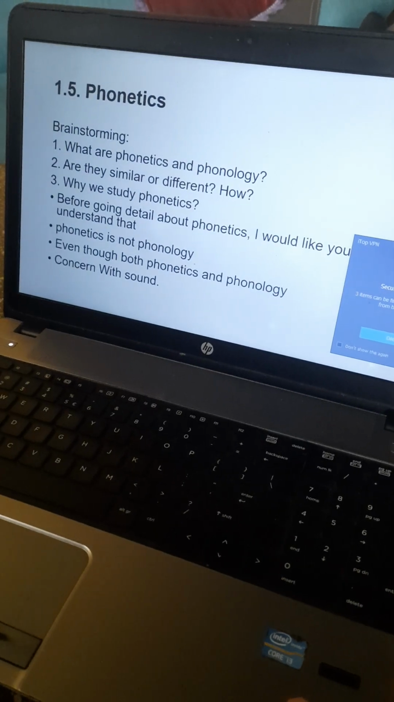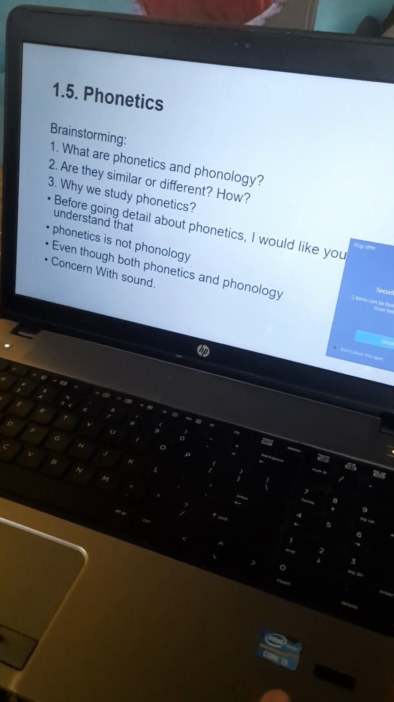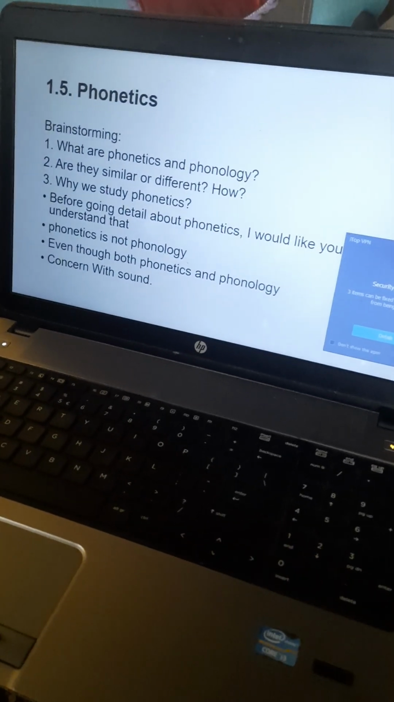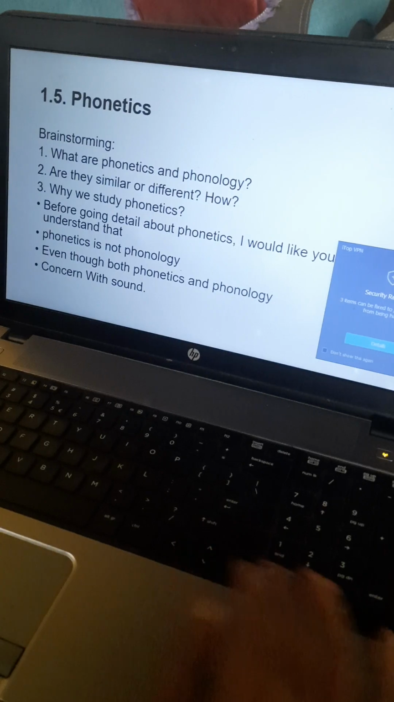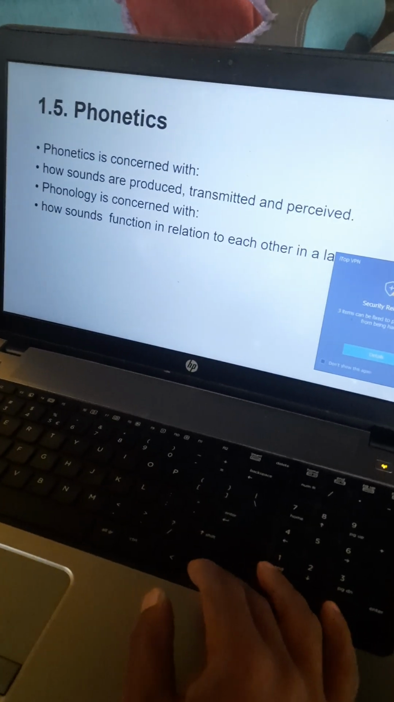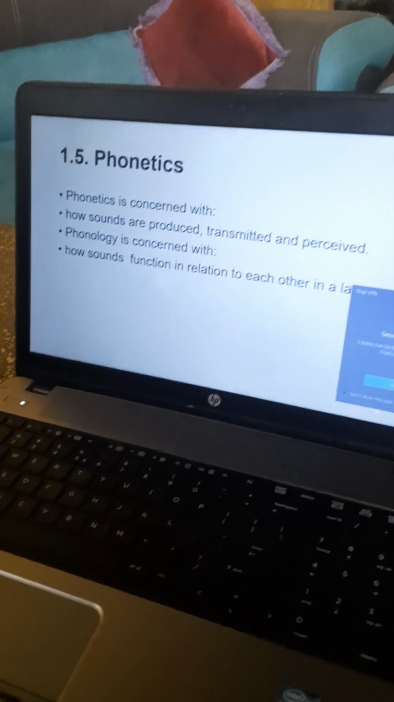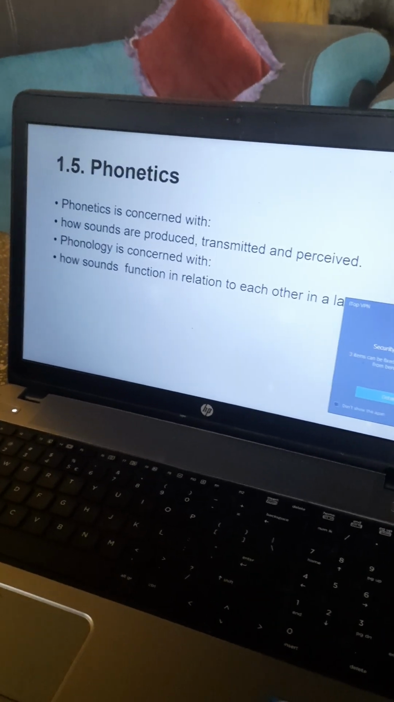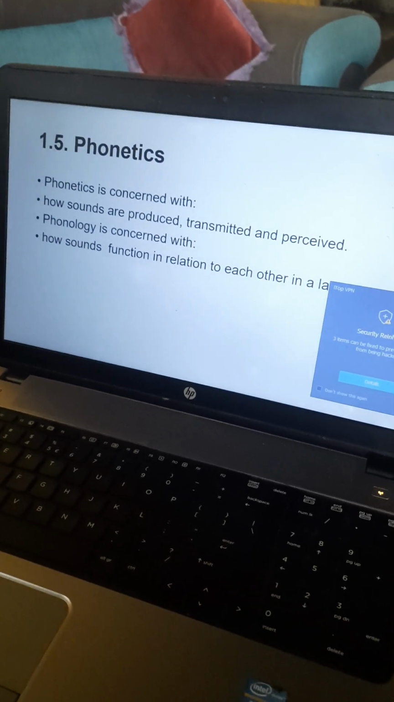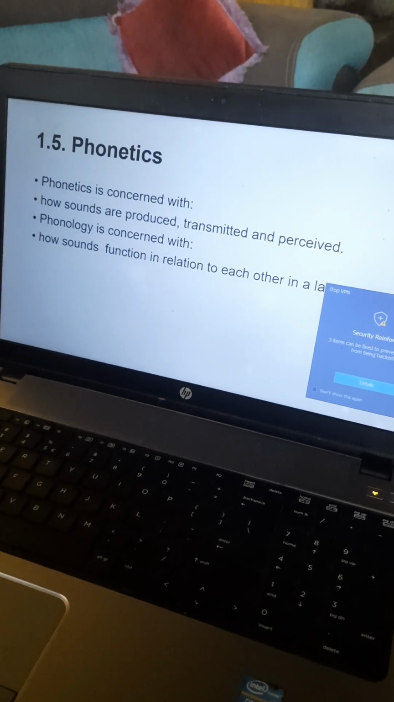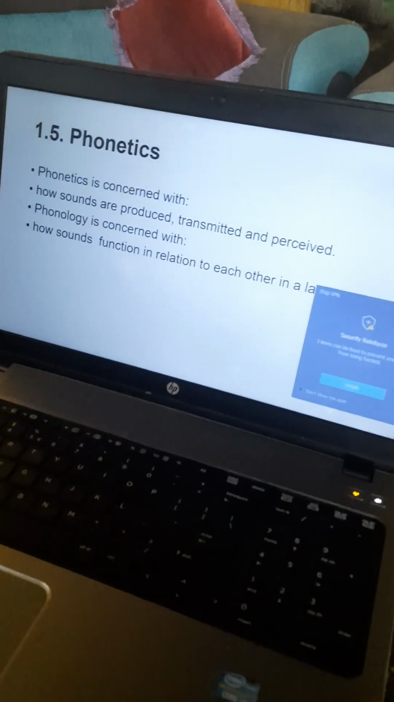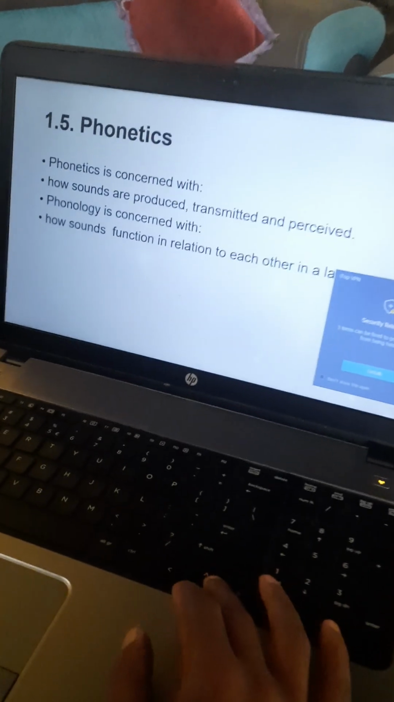Even though both phonetics and phonology deal with sound, they are not similar. Phonology is not phonetics. Phonetics is not phonology. So what is phonology? What is phonetics? Here is the definition. Phonetics deals with sound production, transmission, and perception. How sound is produced, how it is transmitted to the receiver, and how they perceive it. You see, it is about sound formation.